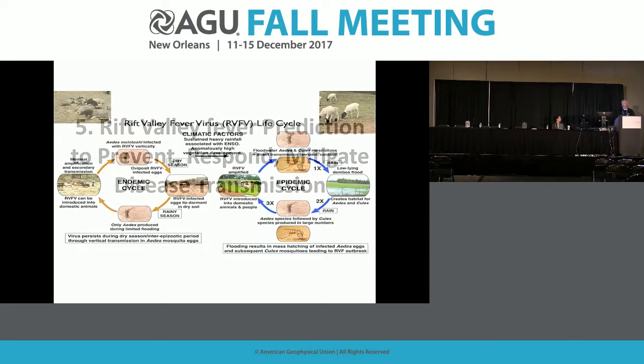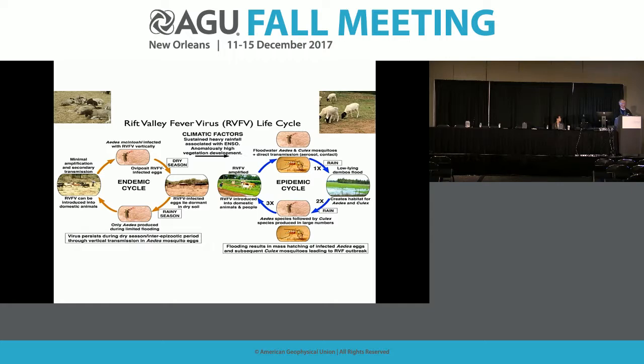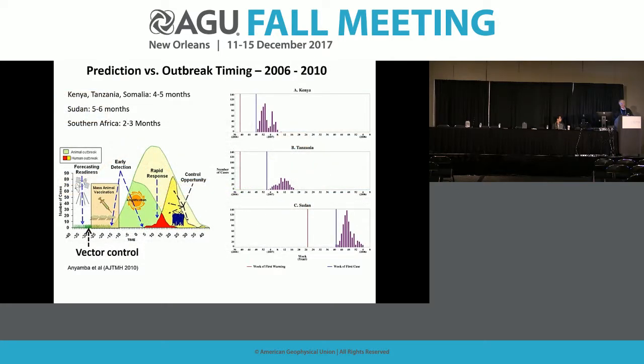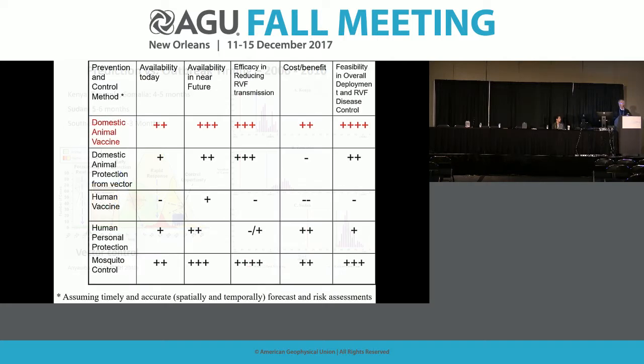So we have this cycle I showed you just a second ago, and in this cycle, I've put in here 1x, 2x, and 3x. These are parts of the cycle that you could potentially interrupt through different techniques. And if you could interrupt the cycle in the beginning, like for example, we can put out the warning way up here, and if you could do vector control, you could do mass vaccination of animals, you could theoretically stop an outbreak from actually happening. So this is a tabular form of what I just said.